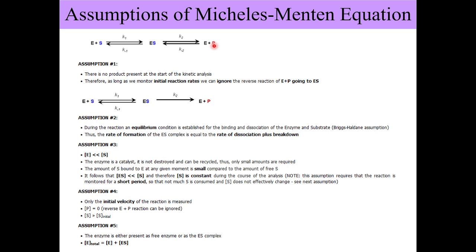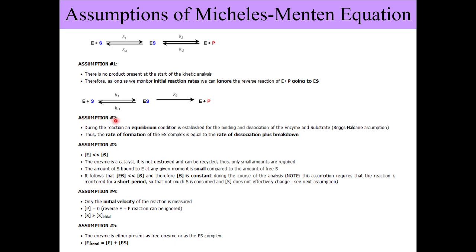So assumption 1 is that there is no product present at the start of the kinetic analysis. So here, when ES is present, there is initially no product. And therefore, we can omit this particular reaction, that is the backward reaction. Right, so we get this. Therefore, as long as we monitor initial reaction rates, we can ignore the reverse reaction of E plus P going to ES. Okay.